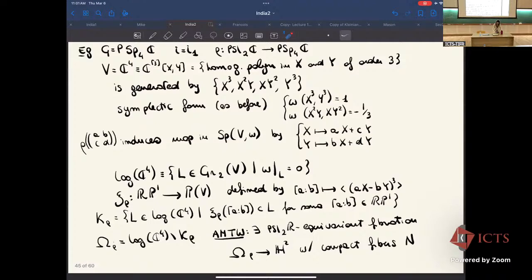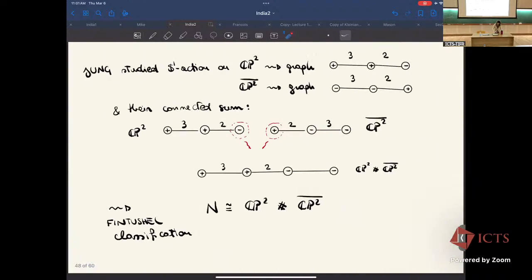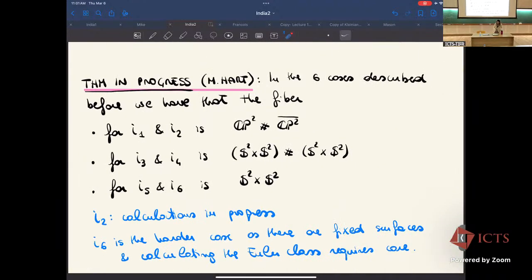Let me just say what the fibers are. The one that we looked at was this one, and this is in fact the first case that he understood, where this is the connected sum, and these are how the other 6 look. I apologize, and thank you very much.